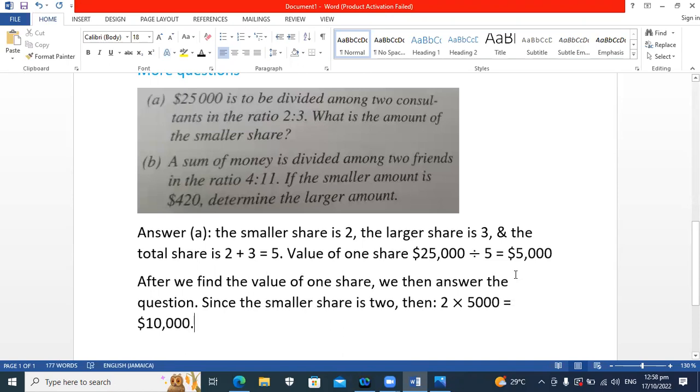Quick question. Then what will be the larger share? 15,000. All right. How did you get that? It is 3 times 5,000. All right. Very good. You can do 3 times 5,000. You can also say 25,000 take away the 10,000. 15,000. Very good. Awesome.